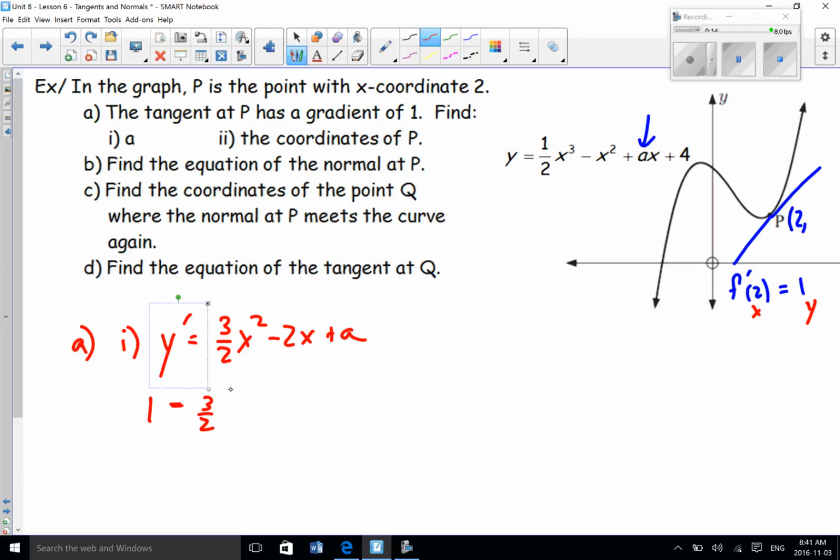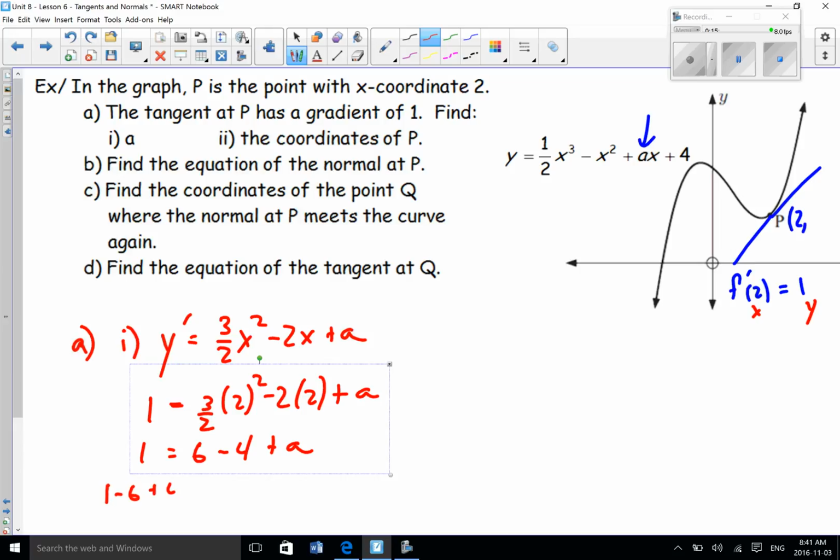And we can put the 2 in for the x in both places. And then all we're left with is a. That's kind of handy. 3/2 times 4 will give us 6 minus 4 plus a, or 1 minus 6 plus 4 is a, so negative 1 is a.